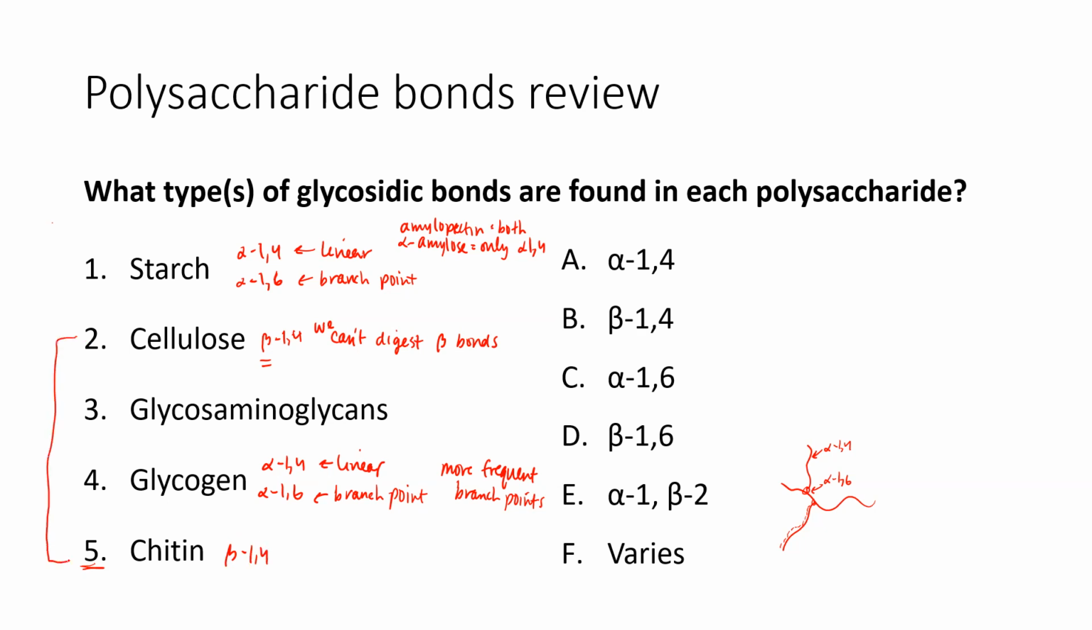So cellulose and chitin have the same bonds. Starch and glycogen have the same bonds. So the big difference between chitin and cellulose is not the bonding, it's the type of monomer, right? Because cellulose has those glucose monomers, but chitin has those hexosamine monomers. So same bonding. So we can't digest either of them.